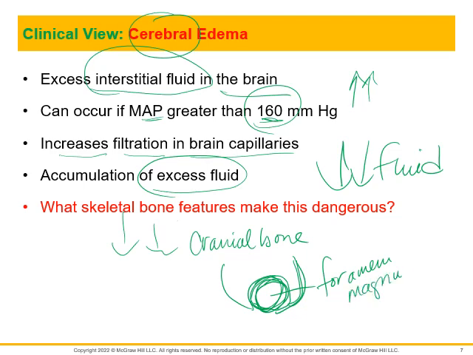Foramen magnum. So this giant hole is the only place that we have any relief, any place that fluid can go, and this is where your brainstem is exiting. So this could be really dangerous. We don't have room for this excess fluid if our blood pressure is too high.